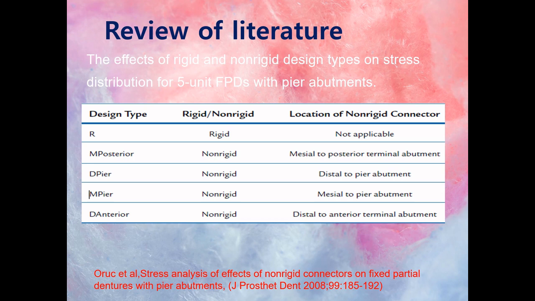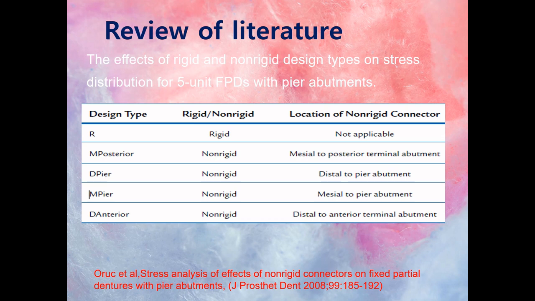So there were 5 models. In one, a rigid connector was used, and in the other 4, non-rigid connectors were used at different locations, that is, a connector at the mesial region of the second molar, at the distal region of the pier abutment, mesial to the pier abutment, and also distal to the anterior terminal abutment, that is the canine.